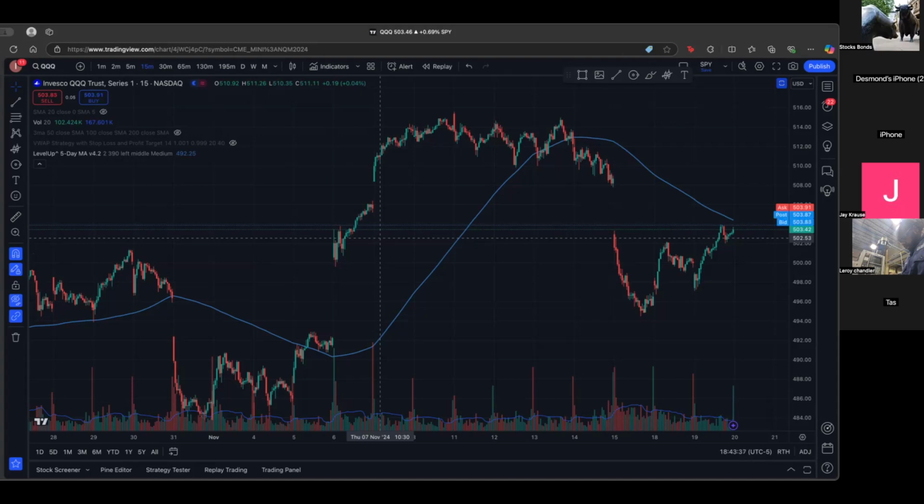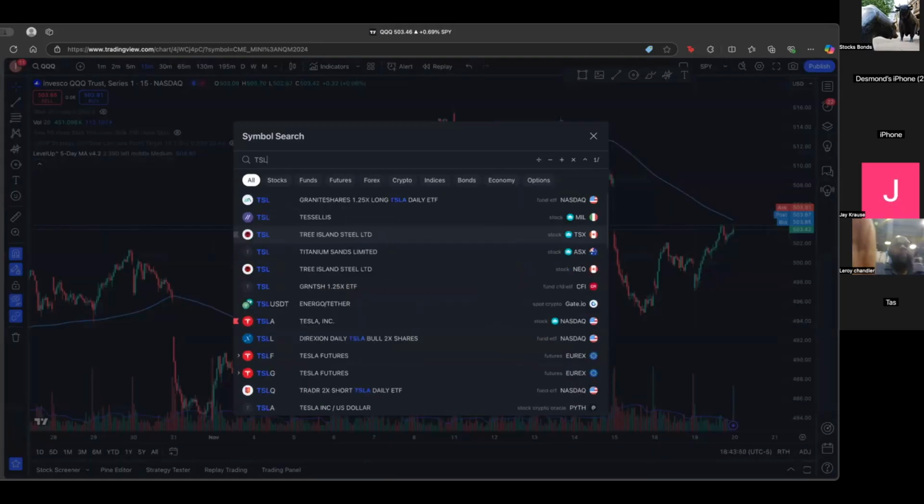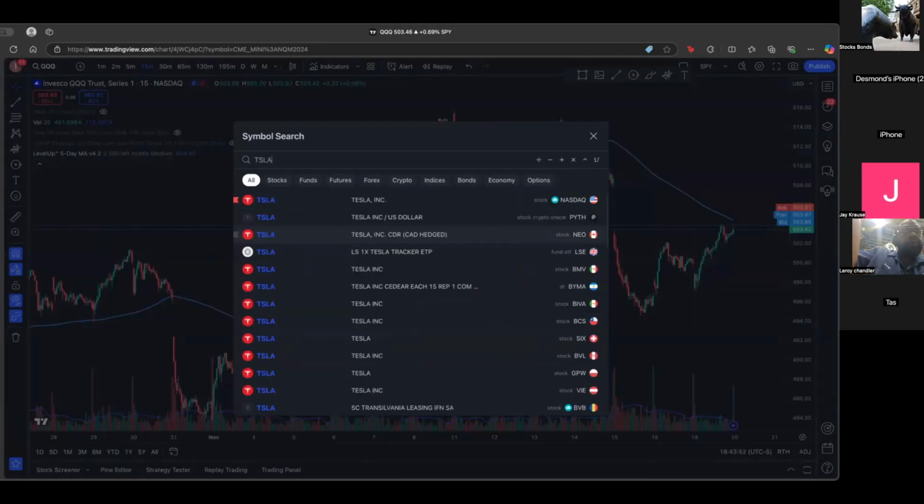So if you trade futures, we already pay attention to the 5-day moving average whenever it shows up near the price. And tomorrow is one of those days. Pay attention to QQQ and SPY, and it's going to give you a real-time example. And let's go over Tesla. Any questions? Go ahead.